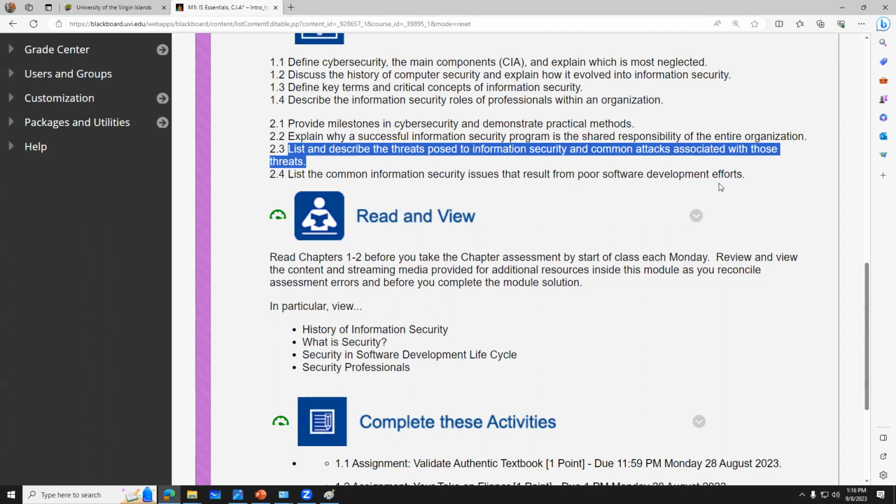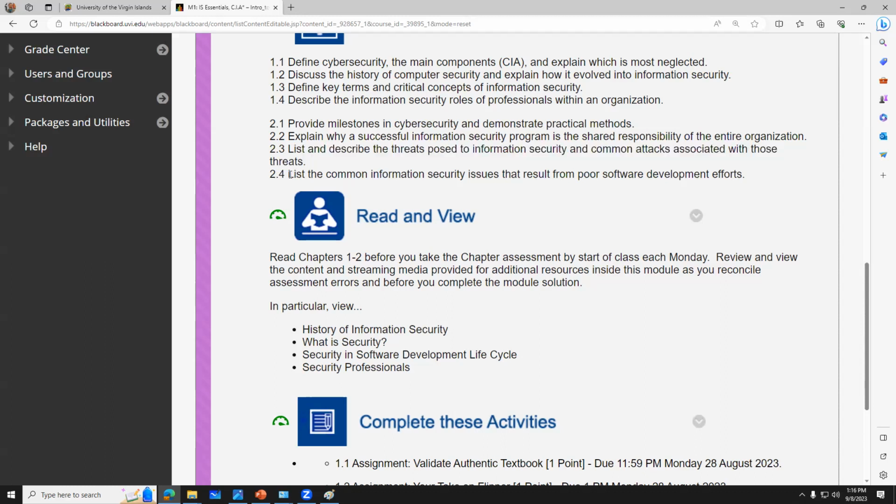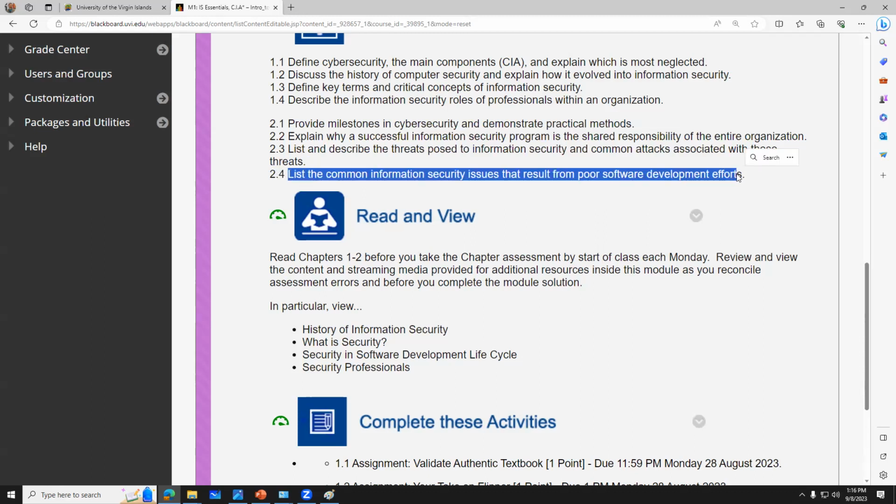So we're going to blitz today. There's going to be a lot of very quick information. It's a good thing we're recording this, but basically it's the main points of the slides from Chapter 2. And then finally, we'll list the common information security issues that result from poor software development efforts. So you'll remember that effective cybersecurity involves hardware, software, and networking, and we'll dive deeper there.